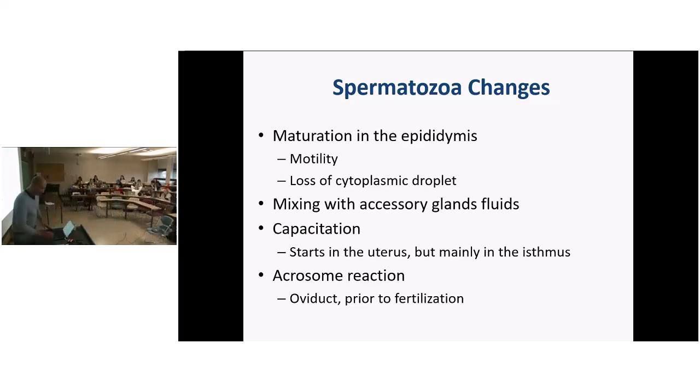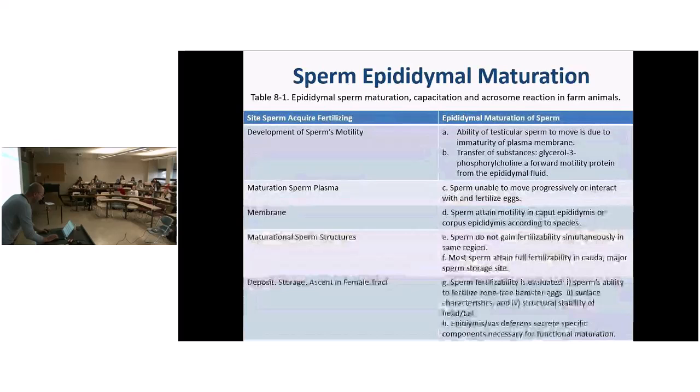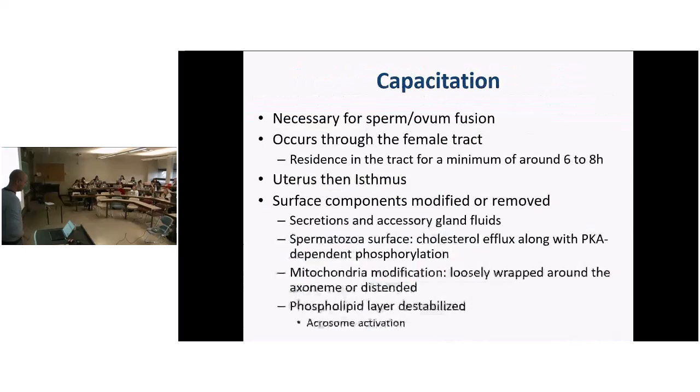So this is epididymal maturation. That's not too much. It's just a slide or a table with some of the stuff that happens during the maturation of the sperm cell. But let's go with this, which is a much more important part, which is capacitation. It is absolutely necessary for sperm and egg to fuse. It needs somewhere about 6 to 8 hours.